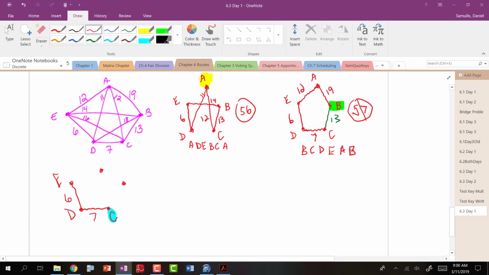12. It ain't no rocket science. And then I'm stuck with going to B, which is 19. And then C, which is 13, which is exactly the one we just had here. We had a 57 for that one. This one will be out. But the reason this is different is you started at C.